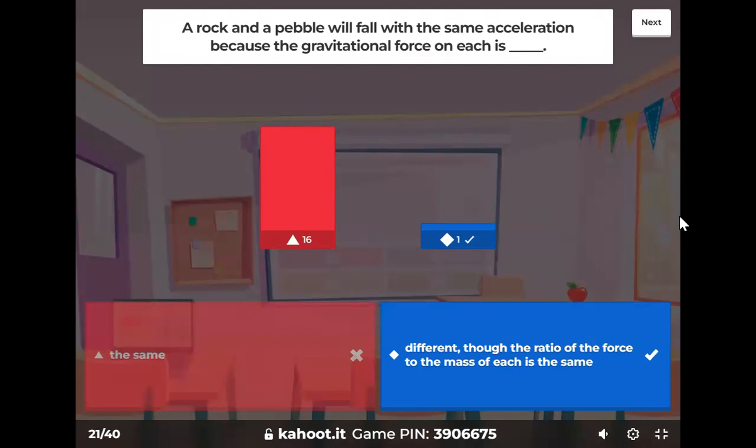Ooh, all right. Okay, so gravitational force, also called weight. I wonder who the one winner is. I might find out soon.